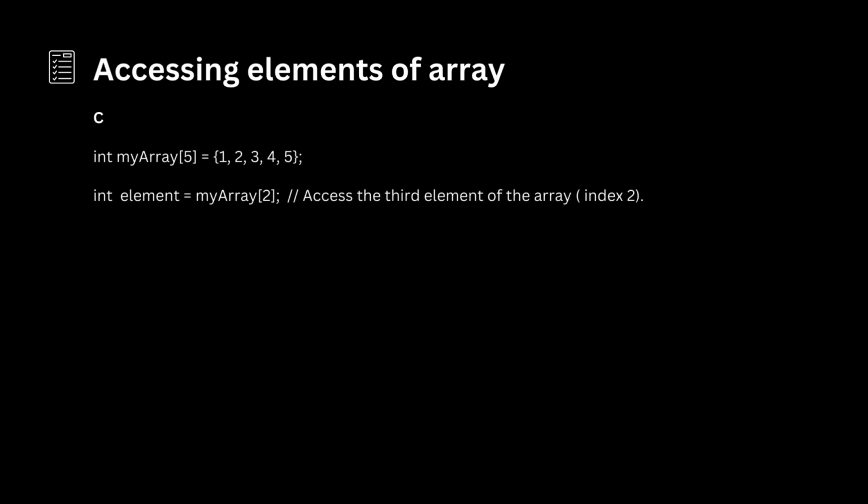Breakdown. int myArray[5] declares an array named myArray that can hold integers. In the curly braces, 1, 2, 3, 4 and 5 initializes the array with the values. myArray[2] accesses the third element of the array, that is index 2.